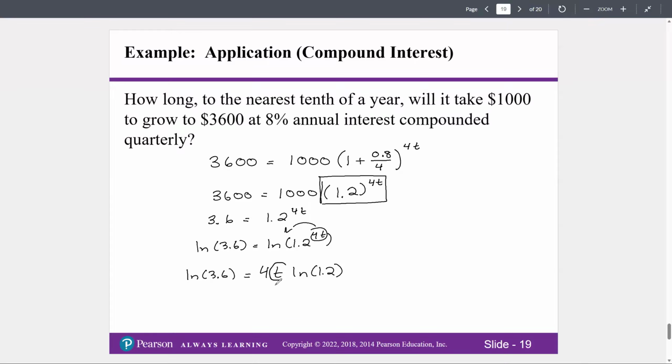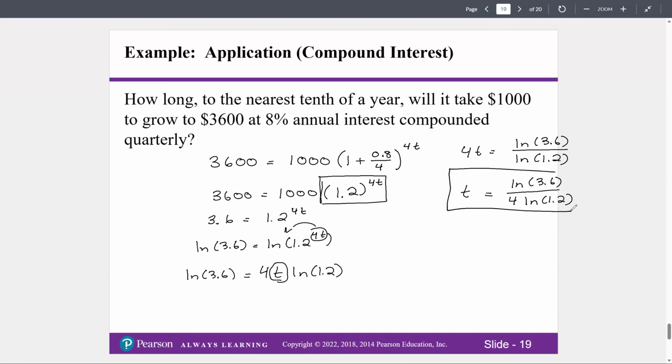So we want to get t by itself now. If we divide by the log, we're going to get 4t is equal to natural log of 3.6 divided by the natural log of 1.2. Then we divide by the 4, we get t is equal to the natural log of 3.6 divided by 4 times the natural log of 1.2. So this is the exact answer.